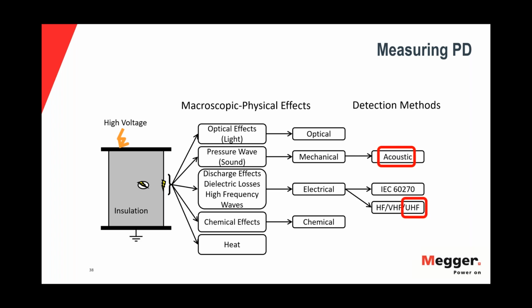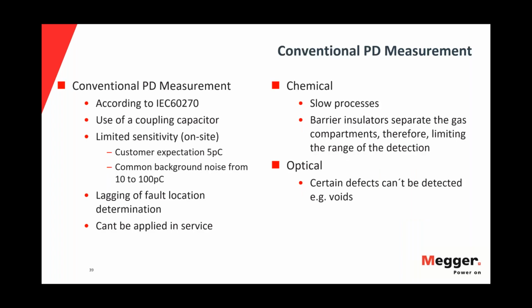We are here discussing GIS, where two major types used are UHF and acoustic. Usually PD measurement can be done according to IEC 60270. In fact, this is used in a lab or in a factory, using a coupling capacitor with a high voltage source with a high sensitivity, which leads to measurement of even down to 5 picocoulomb.